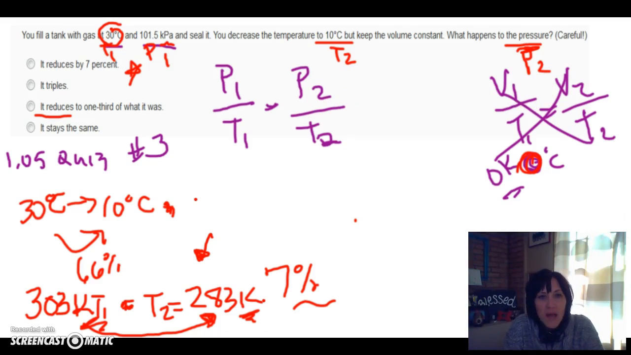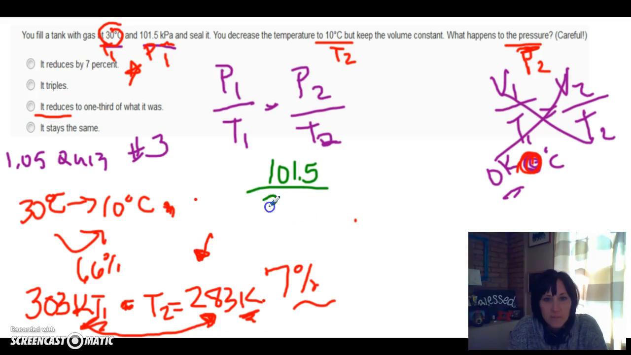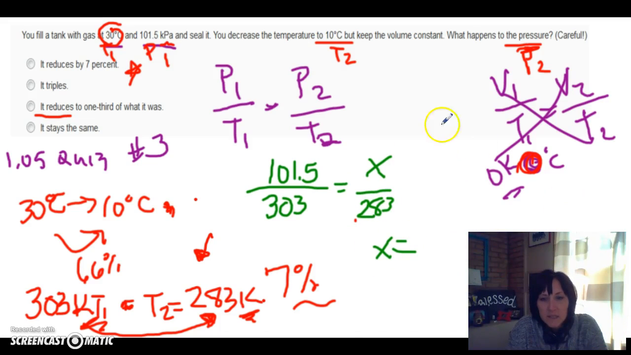So then just to go ahead and do it for you. Our pressure, what do we say originally, is 101.5 over our temperature, 303, and that's equal to our pressure 2, which we're looking for, over 283. So X is equal to 283 times 101.5 divided by 303. That gave me 94.8 kilopascals.